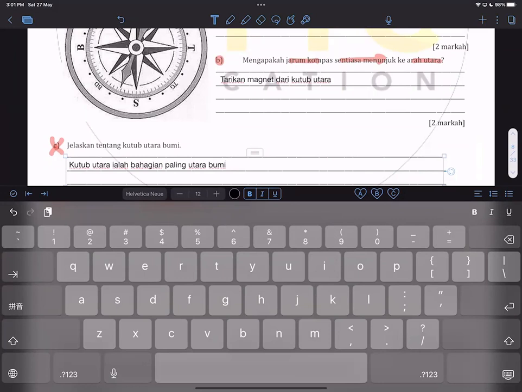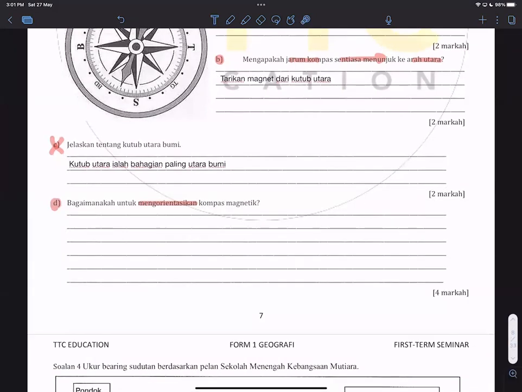Okay. So that's why in exams they usually wouldn't ask these kinds of stupid questions. But this is because students sometimes still mix up Kutub Utara with the South Pole. So utara, paling utara, bahagian paling utara di bumi.